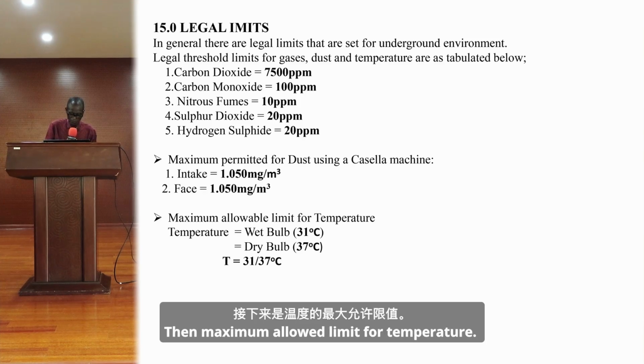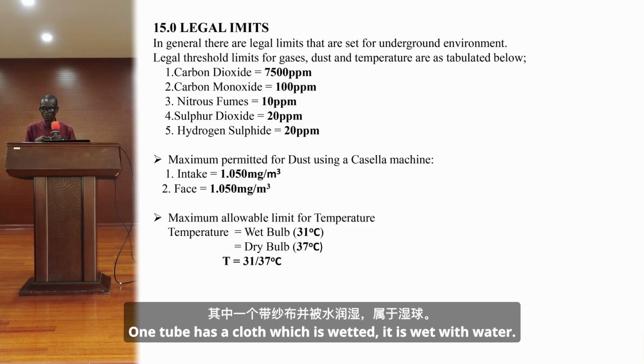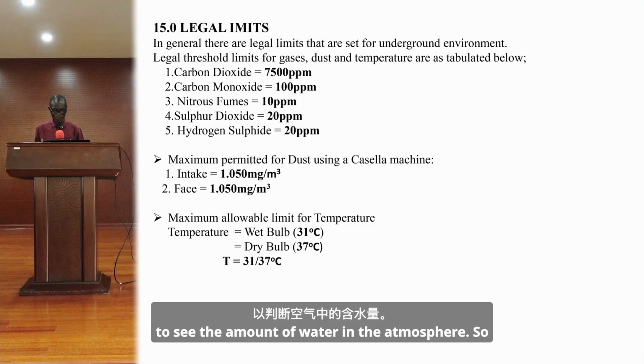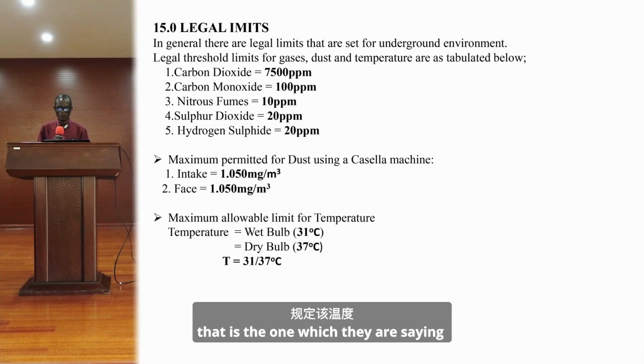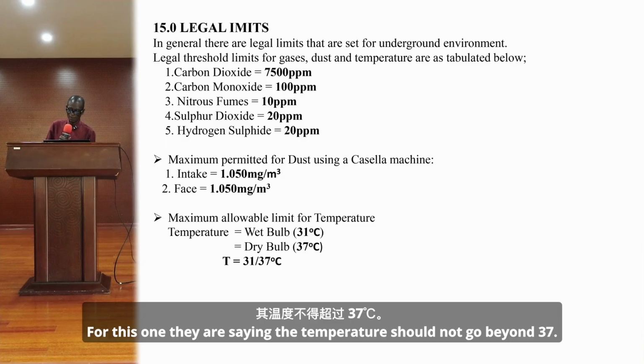Then for the maximum allowable limit for temperature, we have a weighing hygrometer where we have two tubes. One tube has a cloth which is wet with water. So that one helps us see the relative humidity, the amount of water in the atmosphere. They are saying it should not go beyond 31. Then the dry one, that is the one which has no cloth. For this one, they are saying the temperature should not go beyond 37.